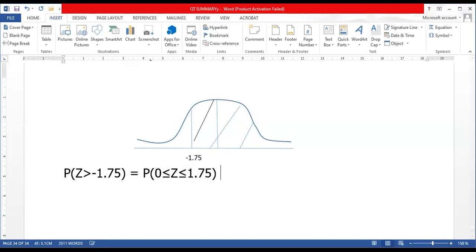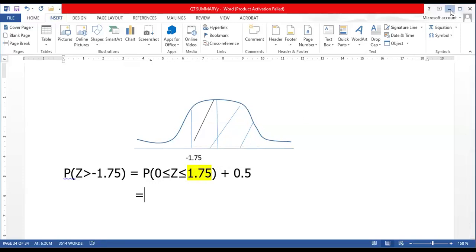Because you know that from this line to infinity is what? Who can tell me? From this line to infinity is 0.5. So we need to go to our Z table and read this probability. What is the probability of 1.75? 1.75 is a value of Z that we standardized.